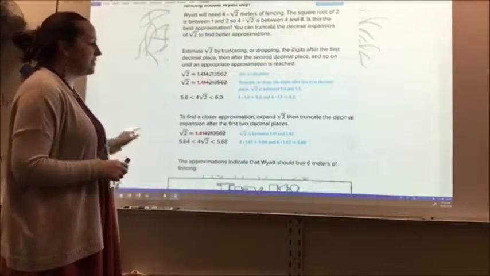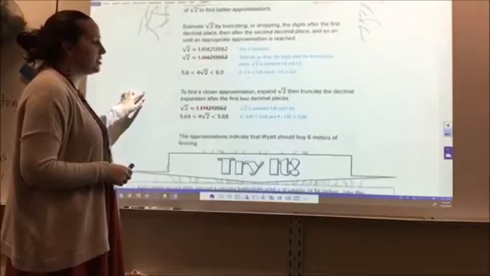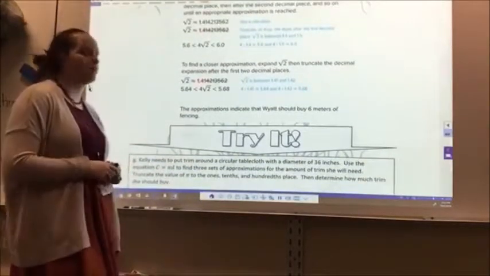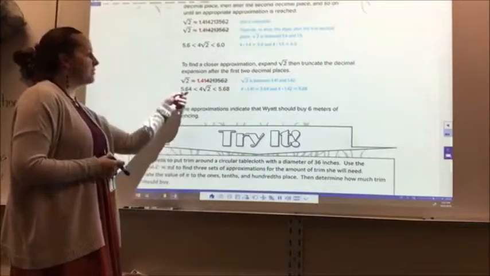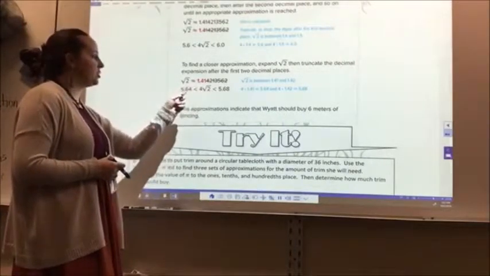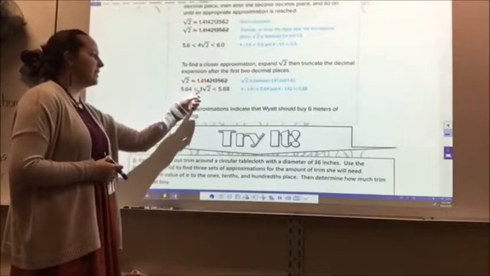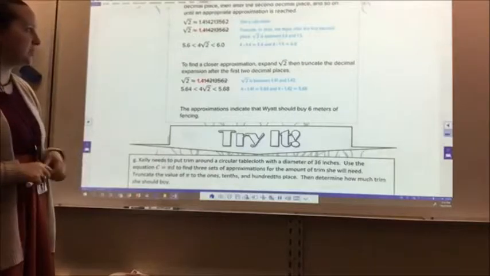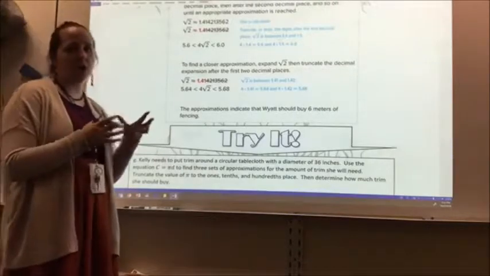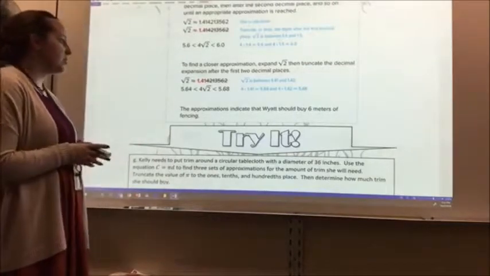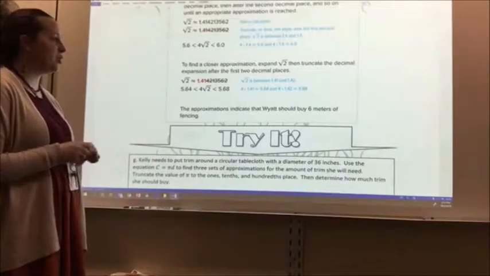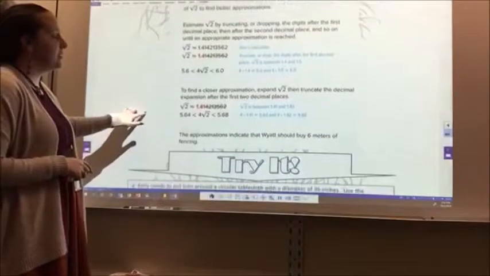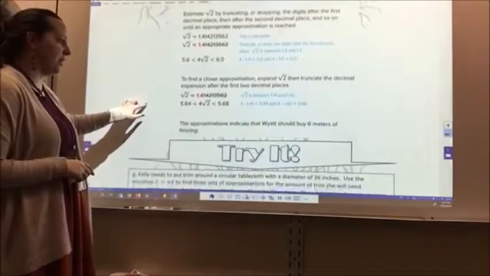To find an even closer approximation, I can expand to a second decimal. Then I can truncate the decimal expansion after the first 2 decimal places. So 5.64 is less than 4 times square root of 2, which is less than 5.68. So again, we're getting closer and closer every time. So the approximations indicate that Wyatt should buy 6 meters of fencing. This way he'll have plenty of fencing to make sure that he has enough for his dog.